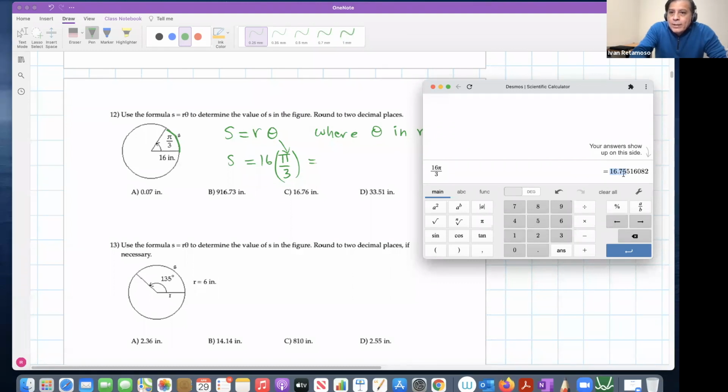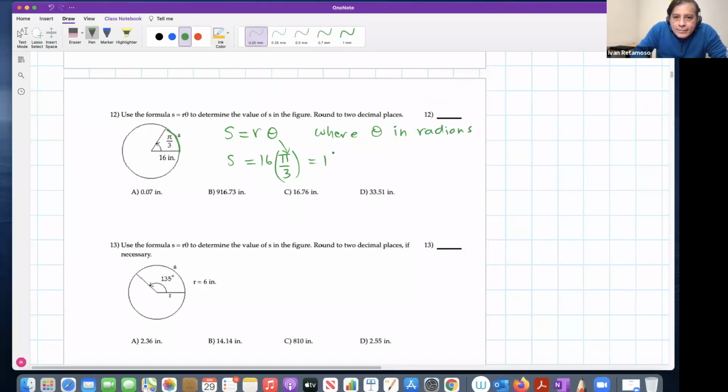So 16.76 is what you have to consider. In the end, you may attach the units. We are dealing with inches. So inches, right? So this is the answer.